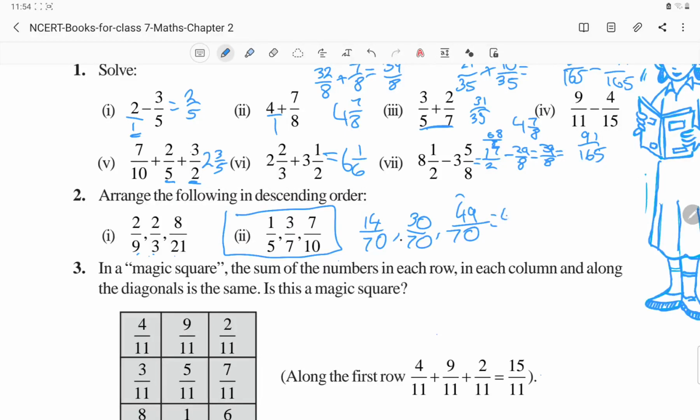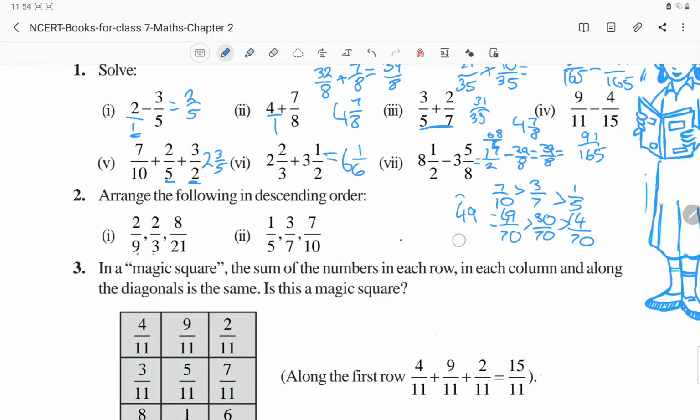So that equals 49 by 70 is bigger than 30 by 70 is bigger than 14 by 70, which means 7 by 10 is bigger than 3 by 7 is bigger than 1 by 5. Instead of bigger than, you can say greater than. They're both the same thing. And that is where this lesson ends, guys.